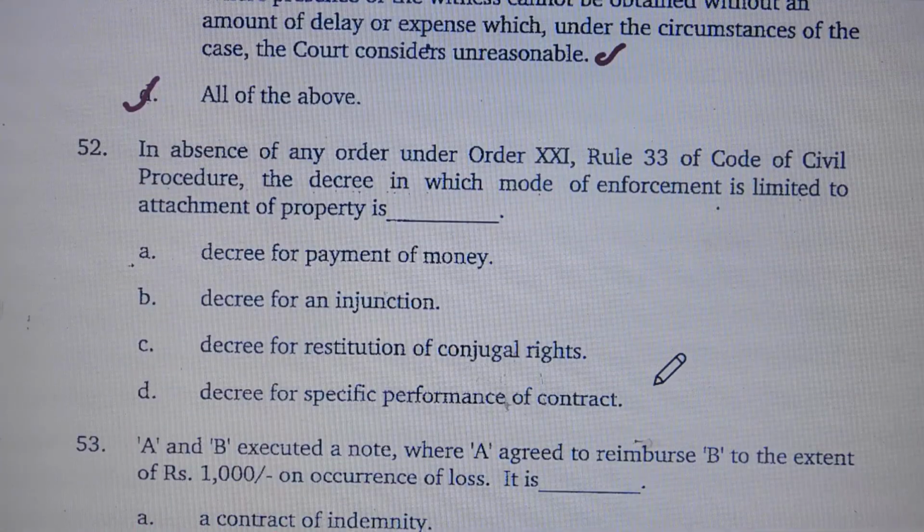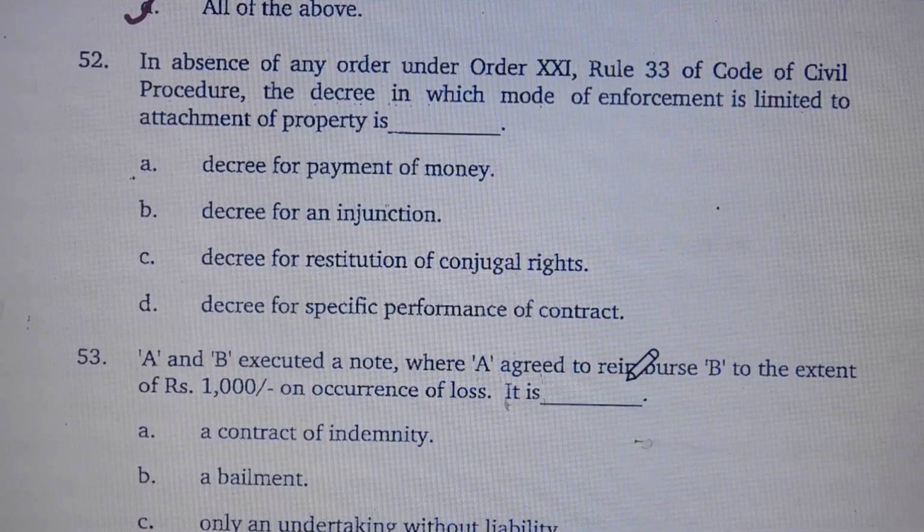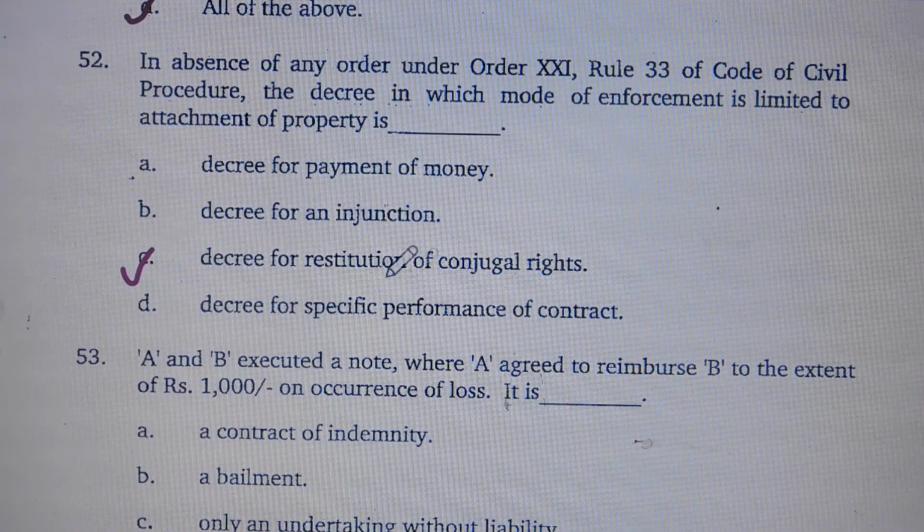Question number 52. In absence of any order under Order 21, Rule 33 of the Code of Civil Procedure, the decree in which the mode of enforcement is limited to attachment of property is dash. Answer is option number C, decree for restitution of conjugal rights.